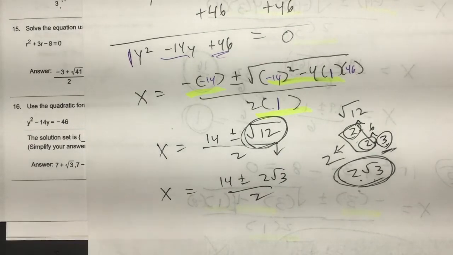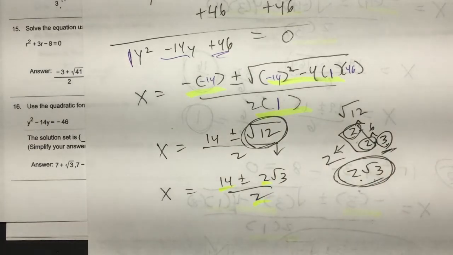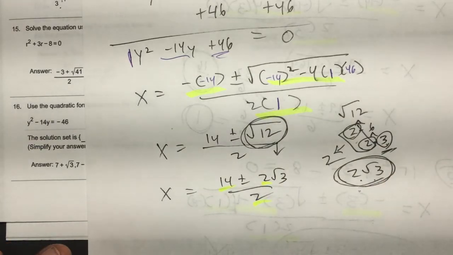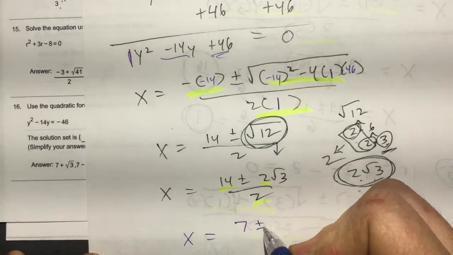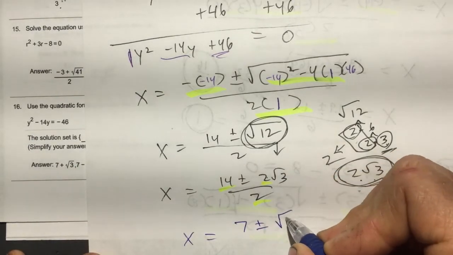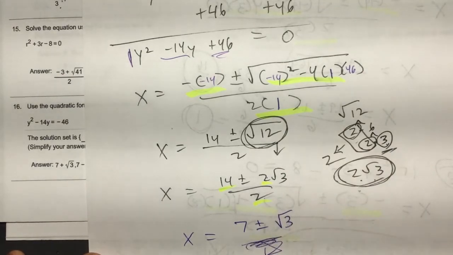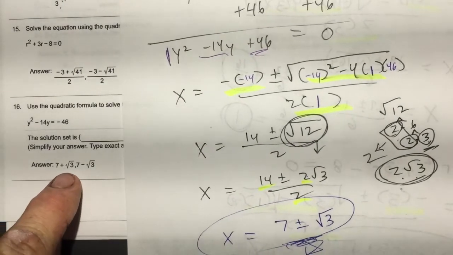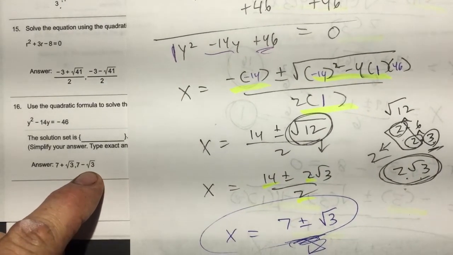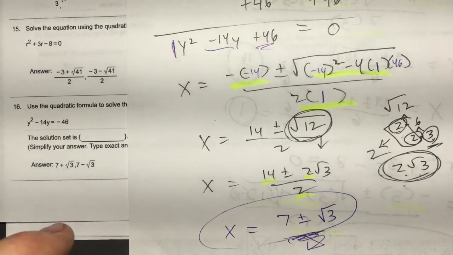And we're done unless these 3 numbers divide. And they do. They all divide by 2. So 14 divided by 2 would be 7. 2 divided by 2 would be 1, 1 radical 3. And then 2 divided by 2 would be 1 down here, but we don't have to have that. So this would be 7 plus or minus radical 3, and there you go, 7 plus radical 3, 7 minus radical 3. So we got the answer right. But you could just type it in like this if you wanted to. It will take that.